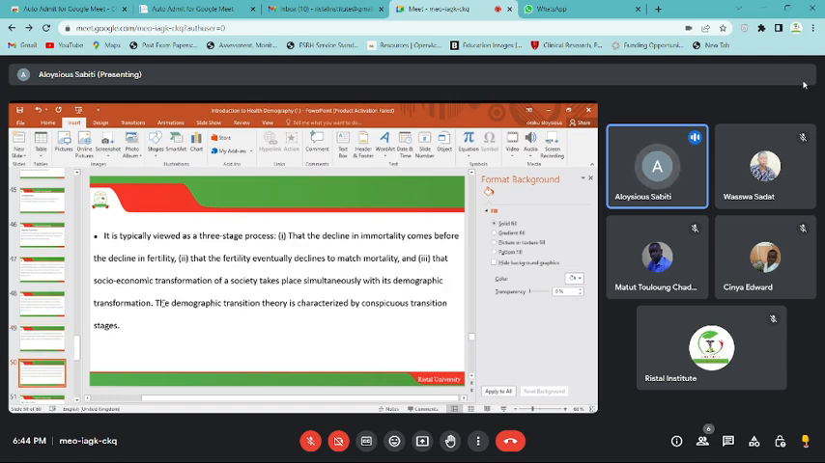It is typically viewed in three stages. The first stage is that the decline in mortality comes before the decline in fertility. The second is that fertility eventually declines to match mortality. And the third is that the socioeconomic transformation of a society takes place simultaneously with its demographic transformation. The demographic transition is characterized by conspicuous transition stages.